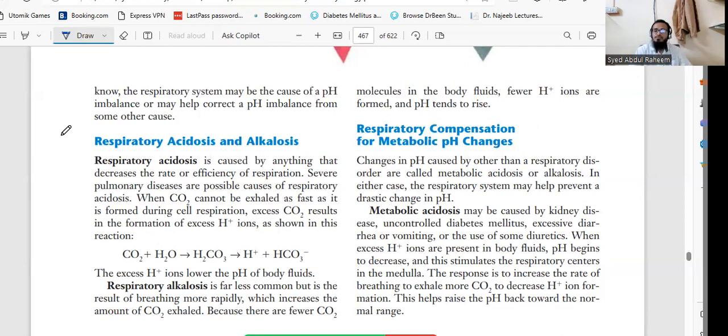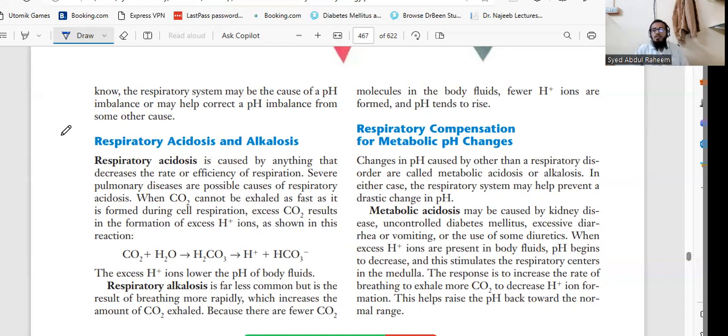If a large amount of carbon dioxide is exhaled, what will happen? Hydrogen ions are less. So what will happen? It will cause alkalosis. So we need both to balance. So what will respiratory rates do? They will do the opposite work.